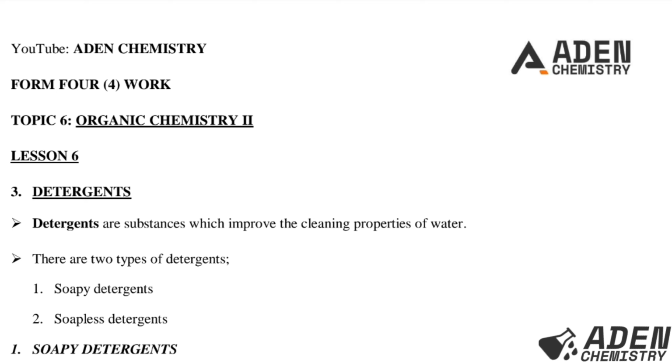So we're saying detergents are substances which improve the cleaning properties of water, because water alone cannot remove dirt from a cloth. There are two types of detergents. The first one is called soapy detergent, which is also known as soap. The other one is known as soapless detergent, which is also known as detergent. We are going to start with the first type, that is soapy detergents.